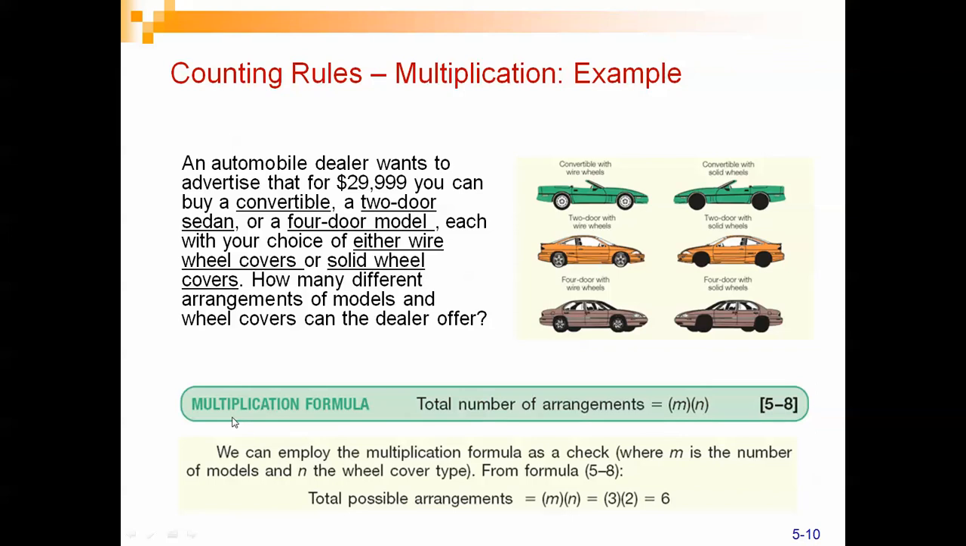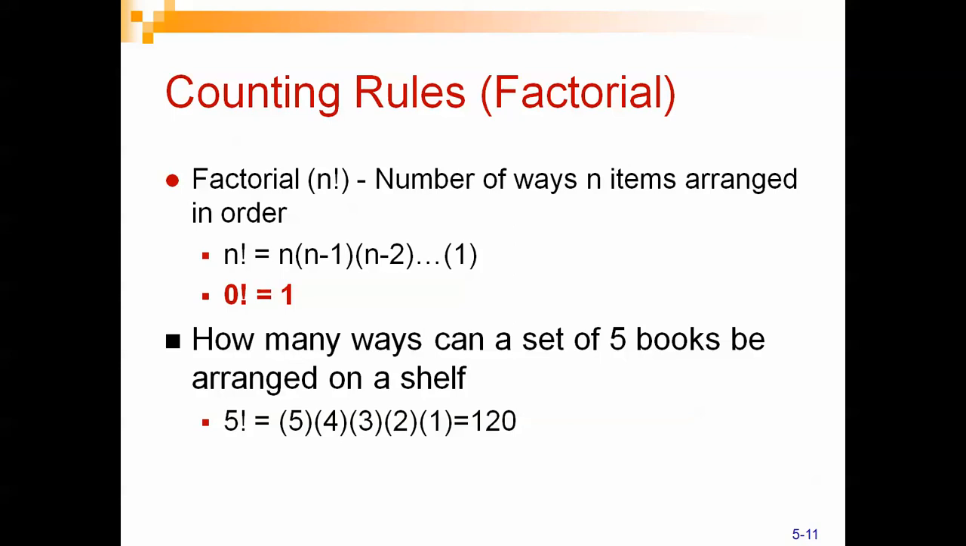Now, in each of these multiplication examples, we've had 2 or more groupings from which we made choices. What would happen if we have only 1 group of objects? And that's where permutations come into play. But before we discuss the permutations, we'll take a brief stop at factorials.